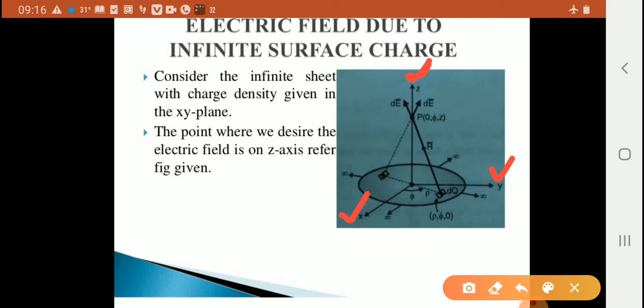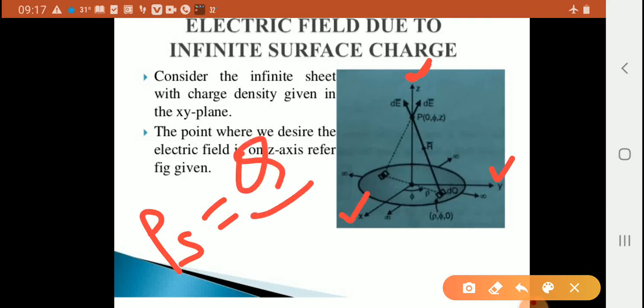Now the surface charge density rho s is defined as the ratio of total charge to the surface area. It is denoted by rho s. Rho s equals total charge in coulombs upon surface area in square meters, so the unit is coulomb per meter square.